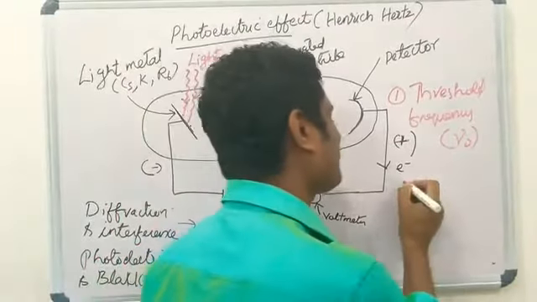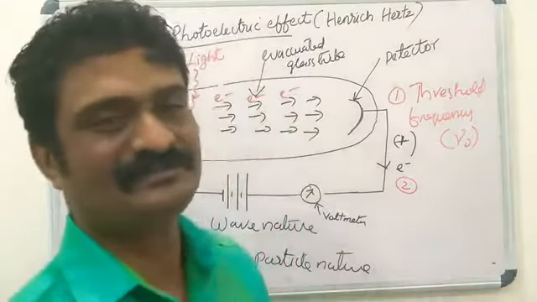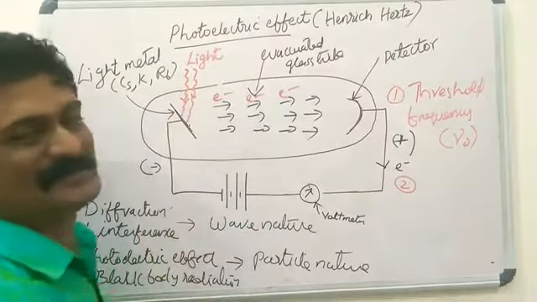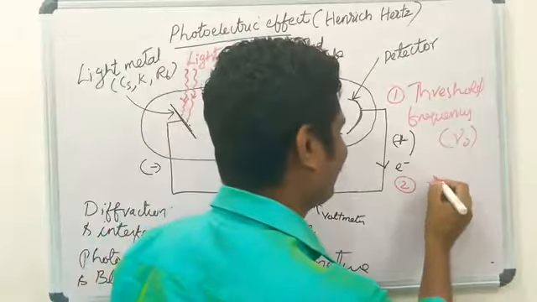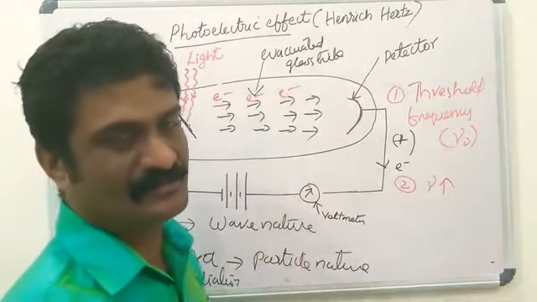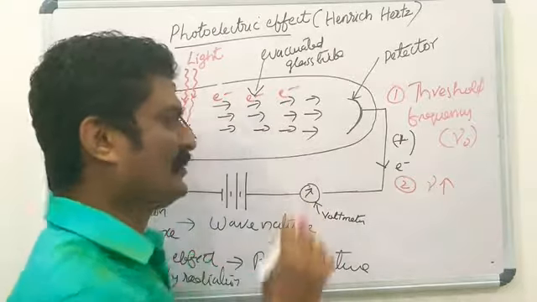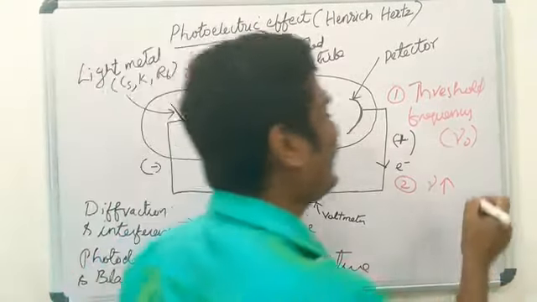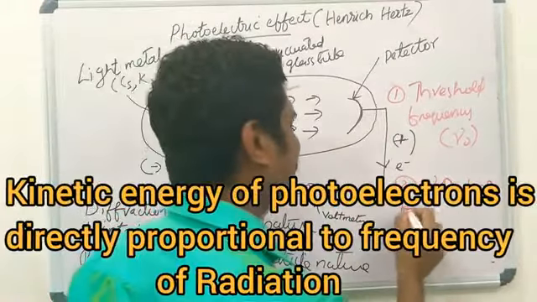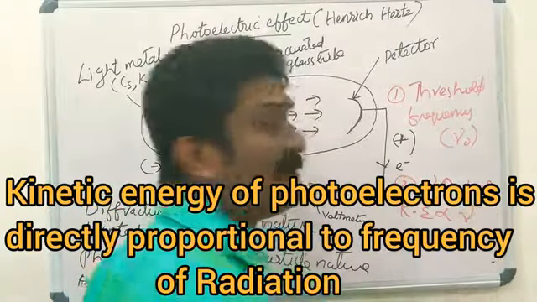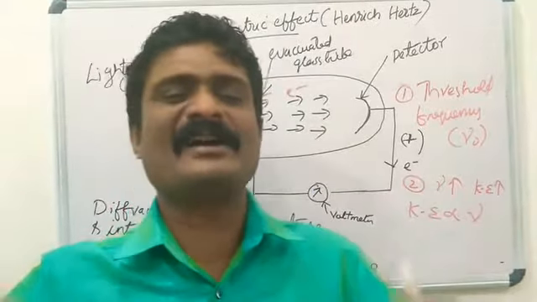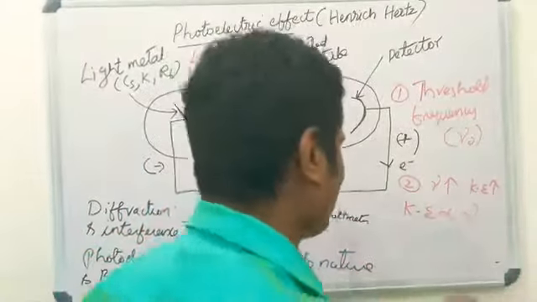Please listen. The second observation. When frequency of incident light increases, the kinetic energy of photoelectrons, the speed of photoelectrons, increases. That means kinetic energy of photoelectron is directly proportional to frequency of radiation. When frequency of radiation increases, the kinetic energy of photoelectron also increases.